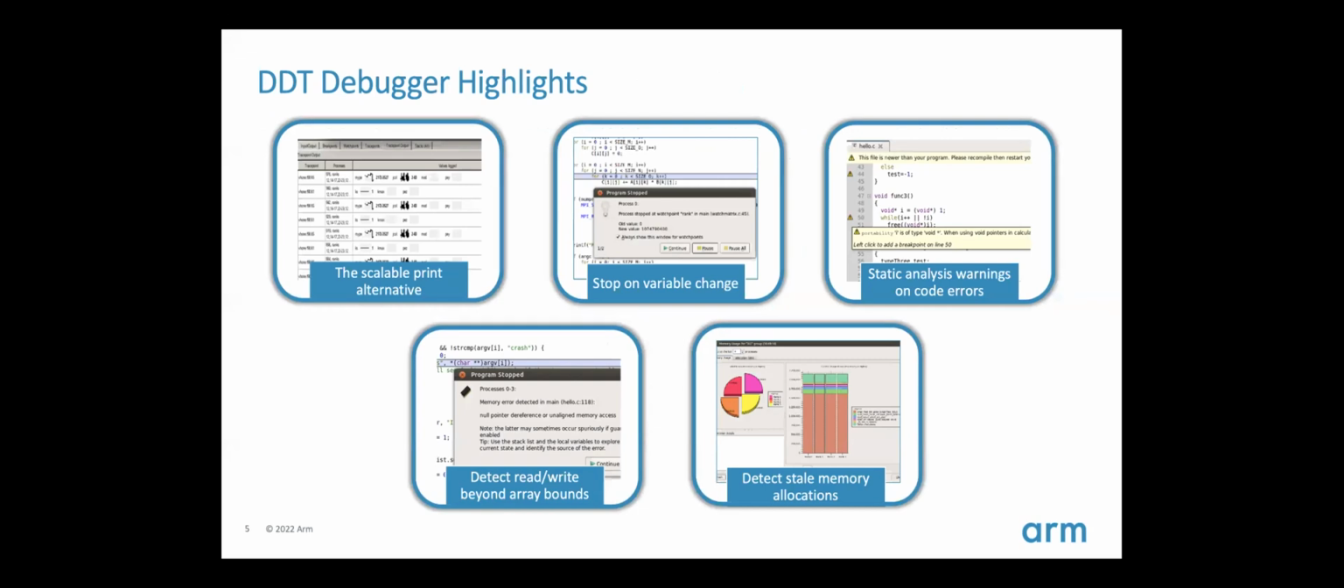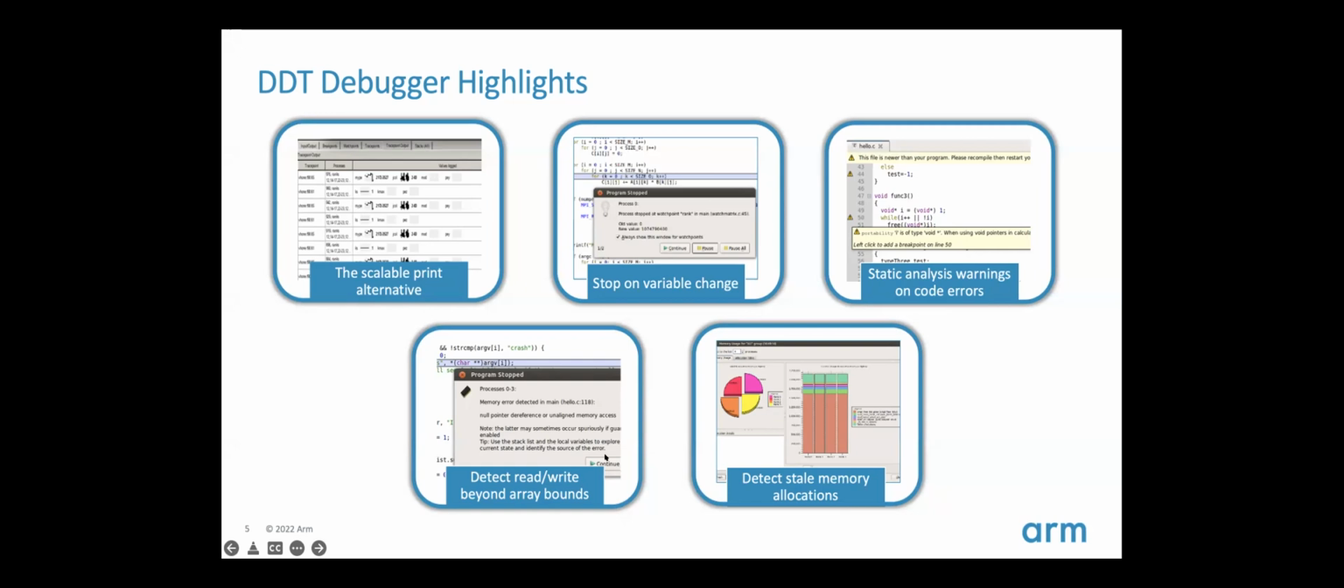So we'll start the way your product flow would normally work. The first thing you're going to do is debug your code. And DDT is a great graphical interface for debugging code on an HPC. You have everything, from your standard printing variables to stopping on your variable changes, which is really nice. If you think that something is not supposed to change and it does, DDT will stop the program execution and highlight where it stopped and where it is in the source code.